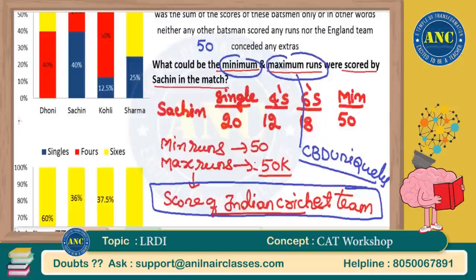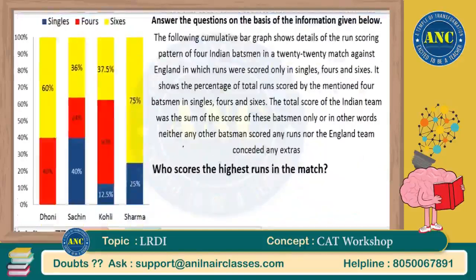Second question, I hope it is clear. Minimum is 50, maximum runs cannot be determined uniquely. Next, third question.